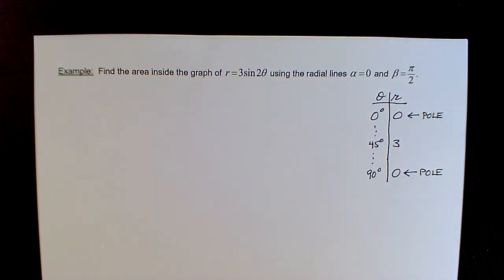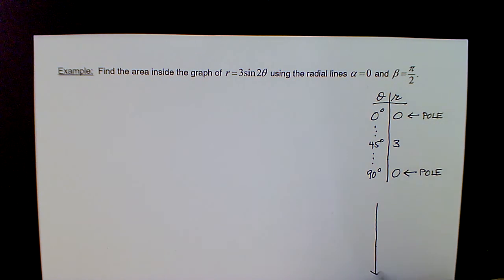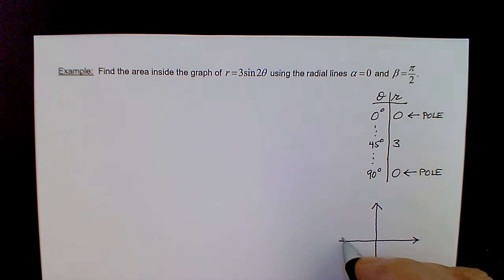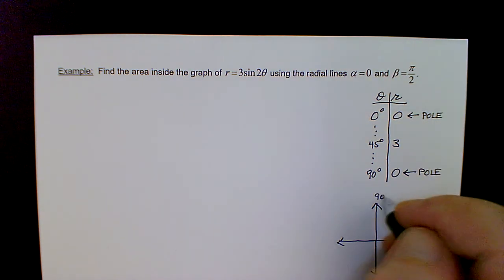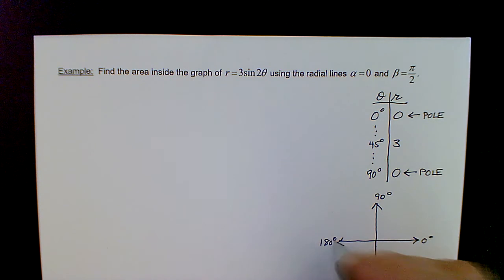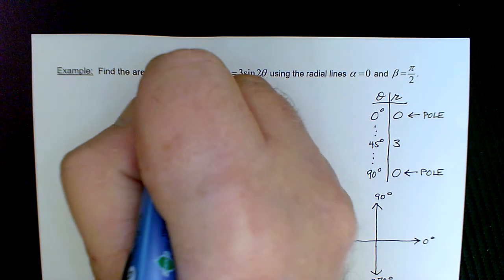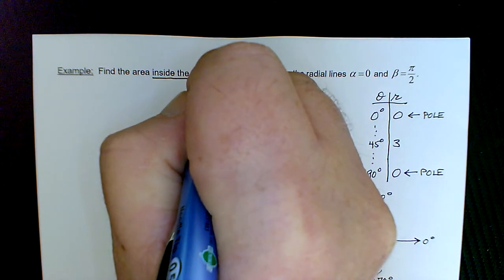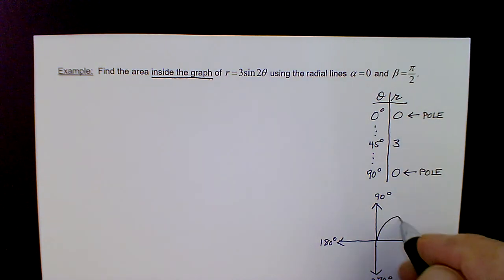Okay, so the graph of this, so here's 0, 90, 180, and 270. Okay, we do have to pay attention to this one little setup point. It says inside the graph. We'll address that at the very end. But the point is that this is the graph.